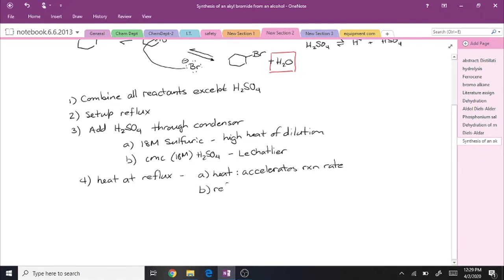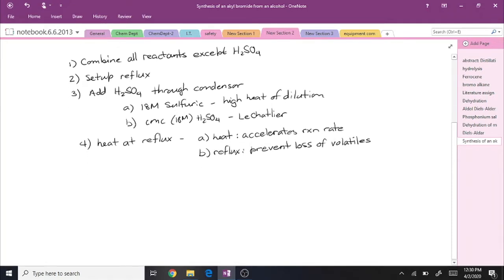Specifically, we heat using reflux to prevent evaporation or loss of our reactants, products, or solvent, any of the volatiles. Usually this refers simply to the solvent, which is our main volatile species. However, in this case, the alcohol that we are using is somewhat volatile, and definitely the alkyl bromides are fairly volatile. And so we use reflux to prevent that. Any vapors that do form will be condensed by the condenser back into a liquid, and it drips back into the flask.